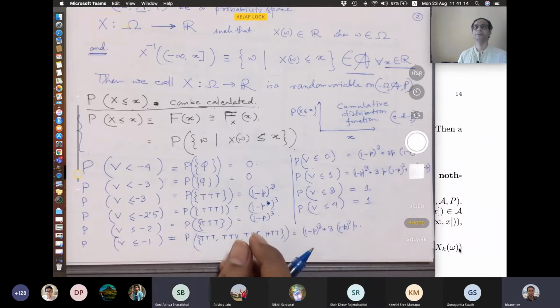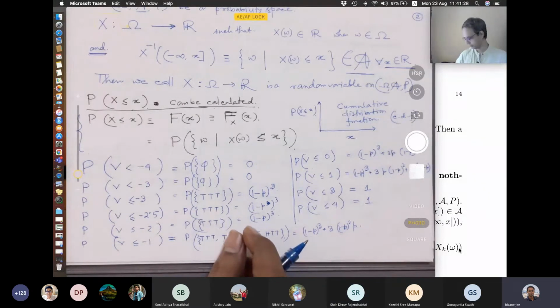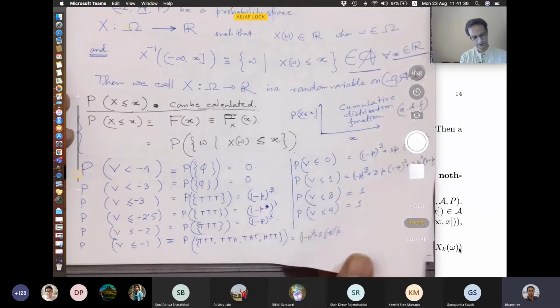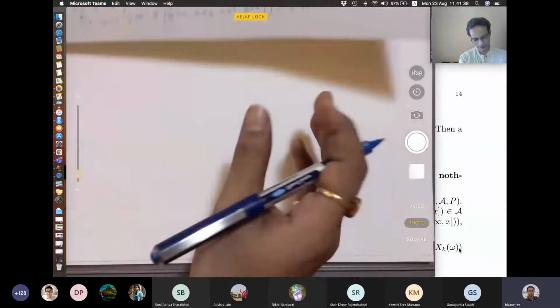Any other property? It will be non-decreasing. The proper term will be non-decreasing. When there is a step, a flat plateau, then it will be non-decreasing. Okay, so now let us just plot it so that the image will be clear in our mind.